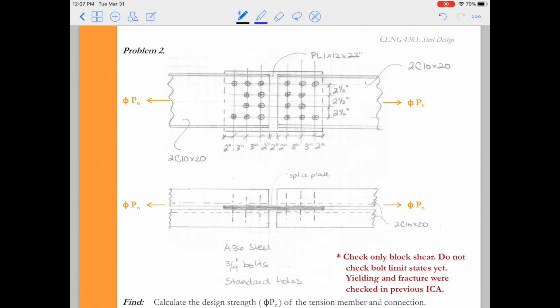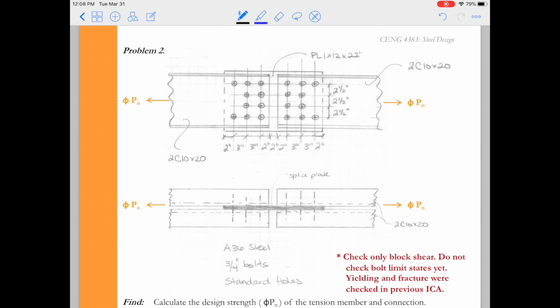Welcome back to our last video on block shear. In this example problem, we're going to take a look at a double channel connection to a splice plate, and we're going to check the block shear capacity of it. So go ahead and orient yourself with the problem.